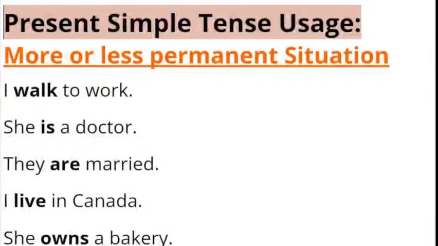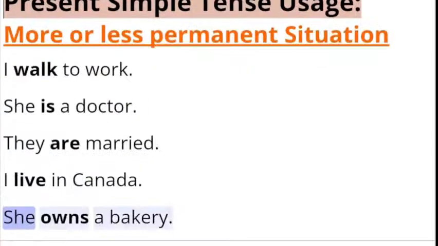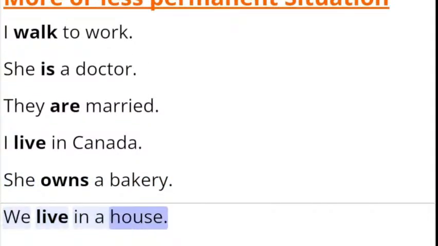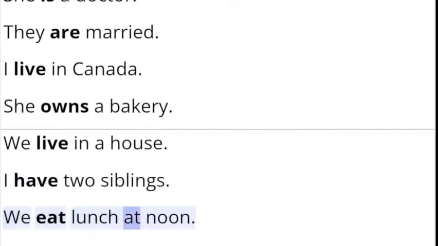Present simple tense usage. More or less permanent situation. I walk to work. She is a doctor. They are married. I live in Canada. She owns a bakery. We live in a house. I have 2 siblings. We eat lunch at noon.